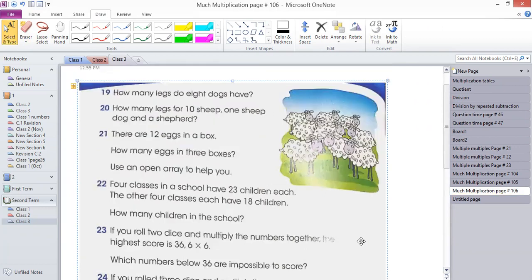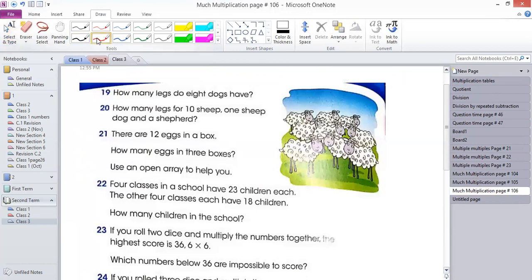Page number 106. Question number 19. So I'll take one student who will read it. Rafiq Samir. Read question number 19, please. How many legs do 8 dogs have?